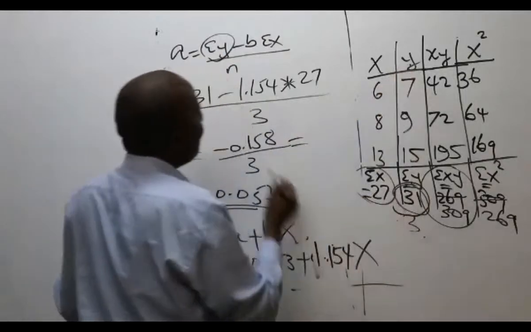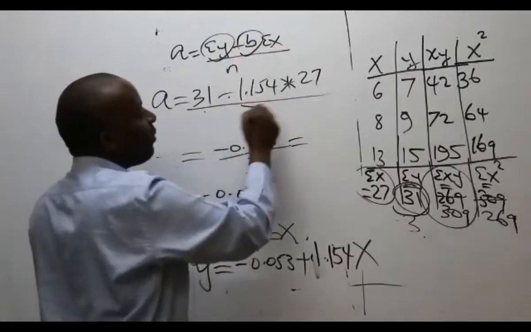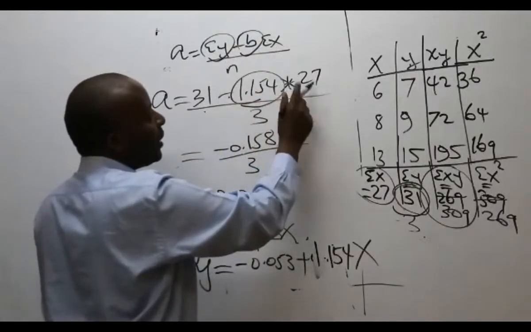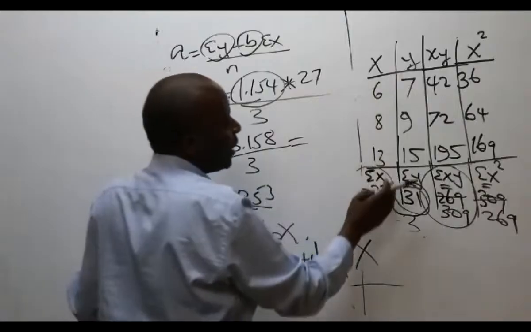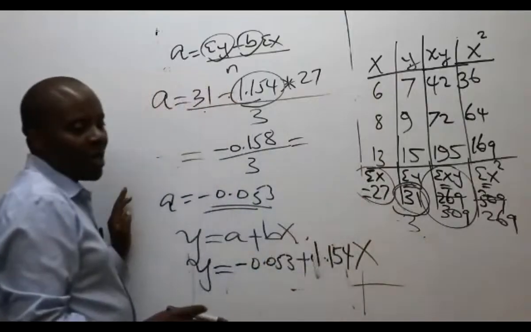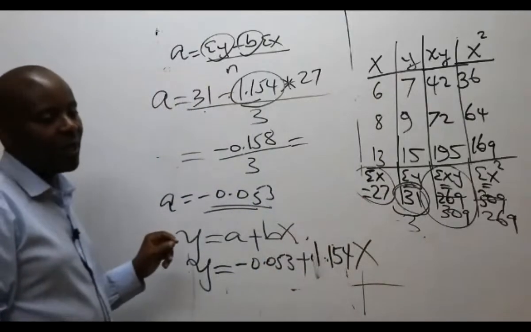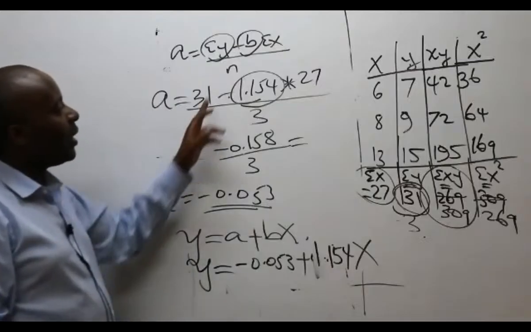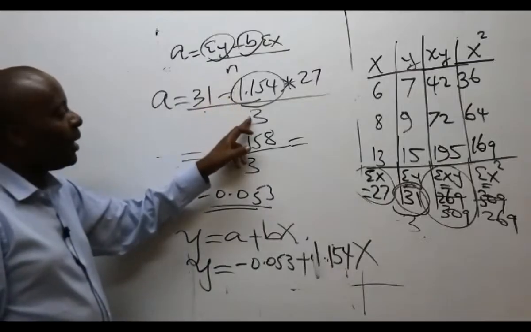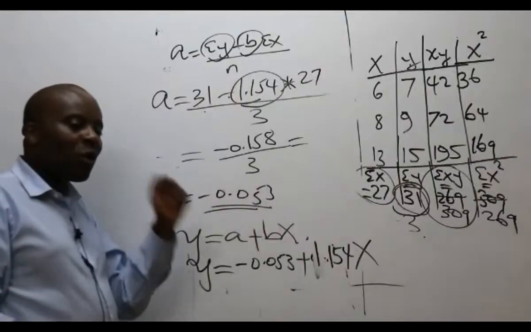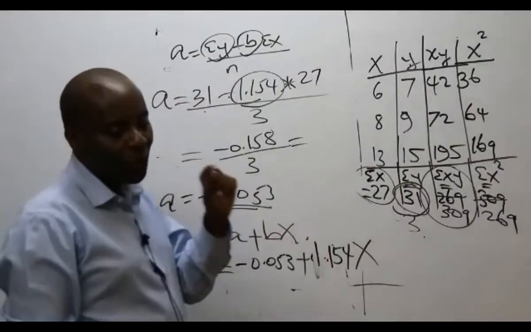Ni 31 minus b itself, which is this one, times summations of x. Summations of x ni gani somebody? Ni 27. Summation of x ni 27. Divide this by number of points, and how many of them are they? 3. Fatima, mali umekosea, haujatafuta numerator kando.